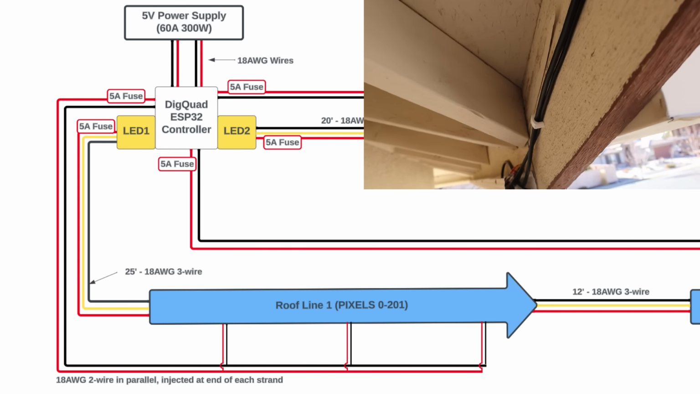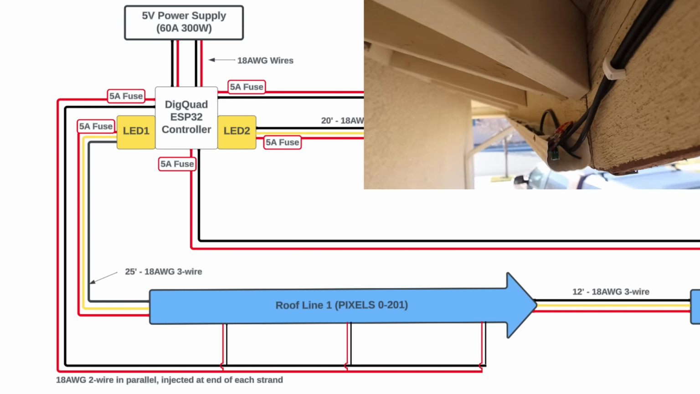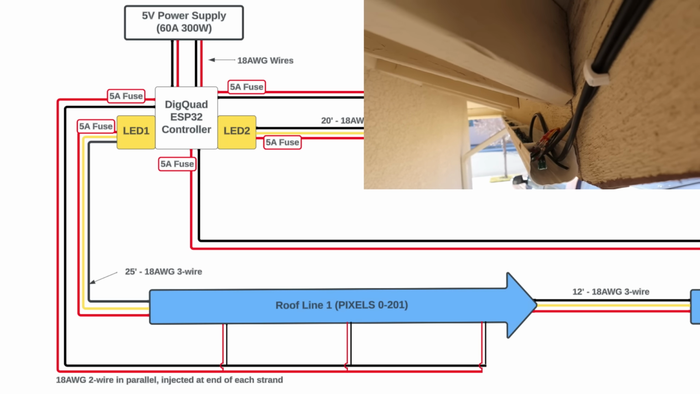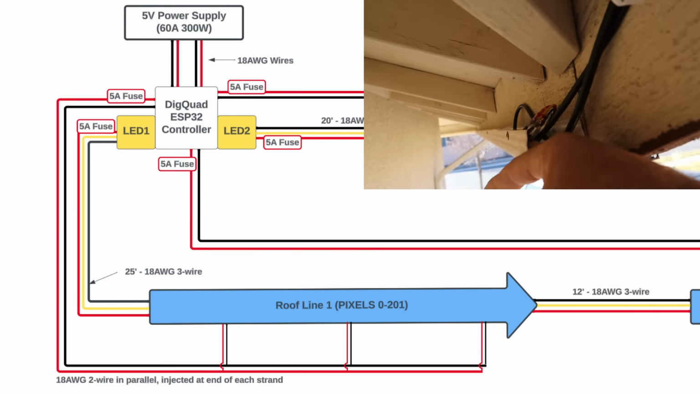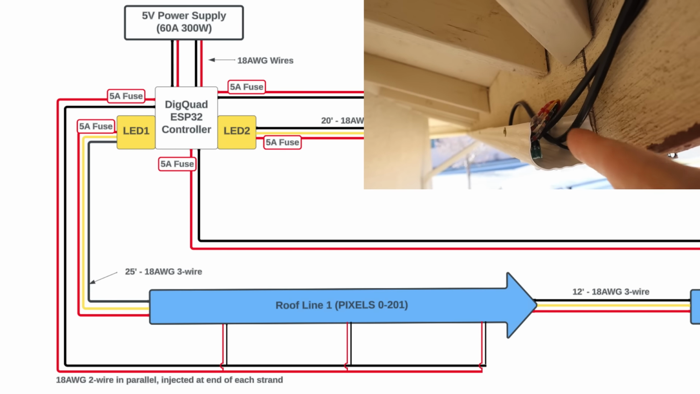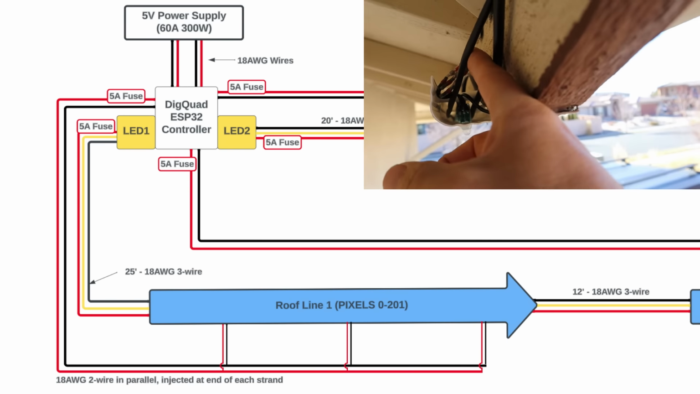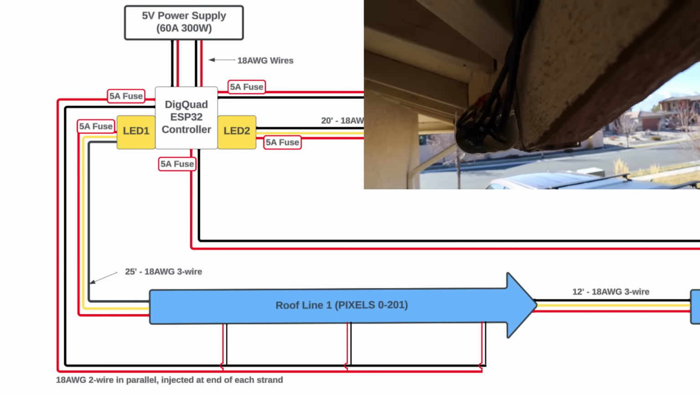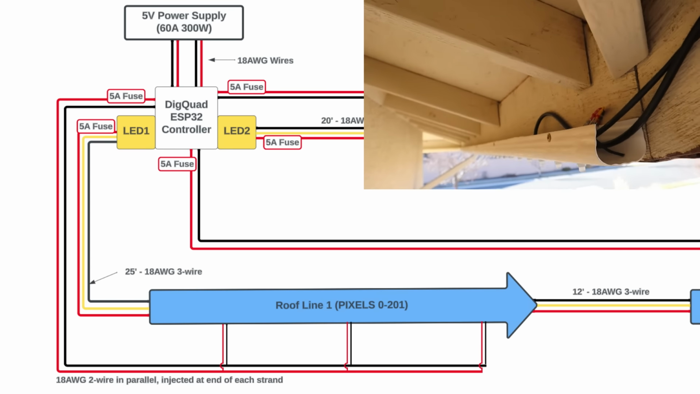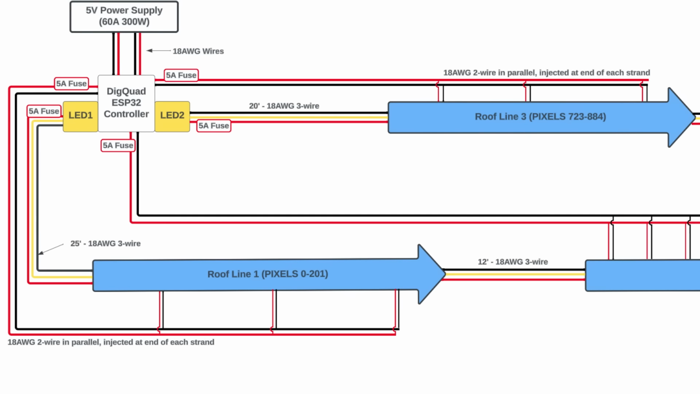That is also 18 gauge and it's a 2-wire. And I'm simply tapping into that continuous strand at the end of every one of my sections of pixels. So my first segment, roofline 1, has 3 separate power injection points as well as the power coming in at the beginning of that entire roof line.